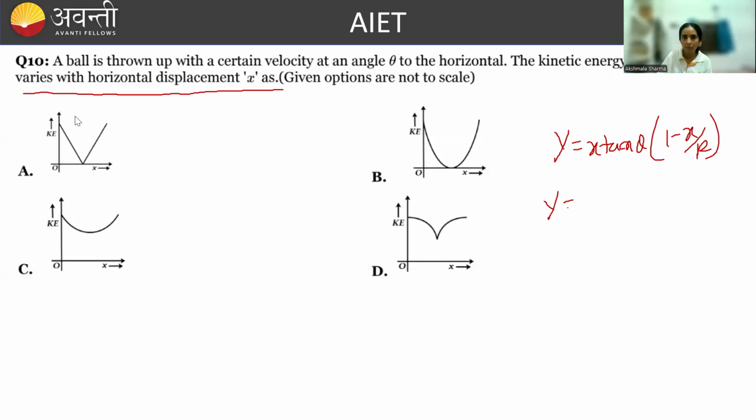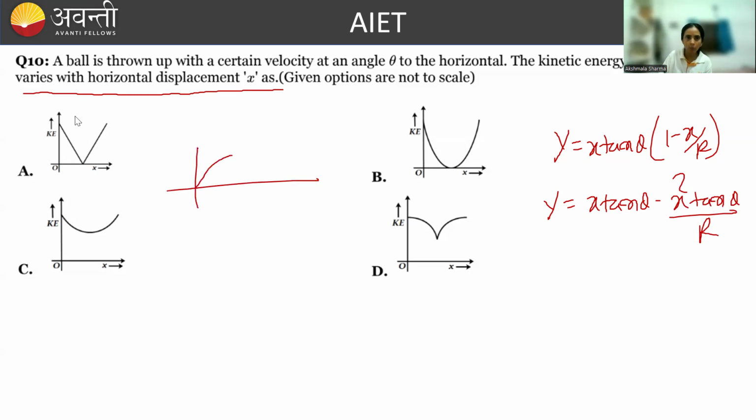So let's break it down: x tan theta minus x square tan theta by r. As the projectile is going up, what will happen? Y will increase and x will increase in this direction. So y is increasing, velocity is also changing, right? Initially when it was thrown, it has a speed u, so its kinetic energy initially is half mu square.